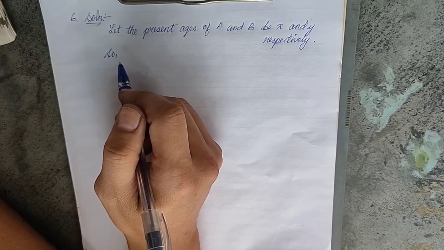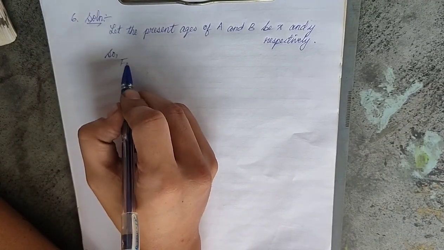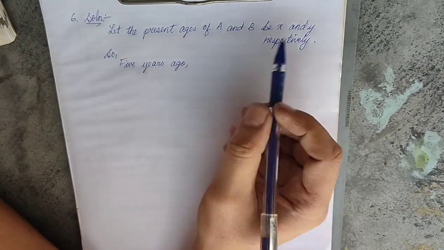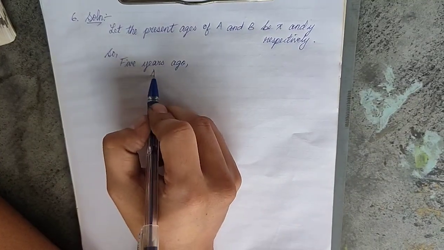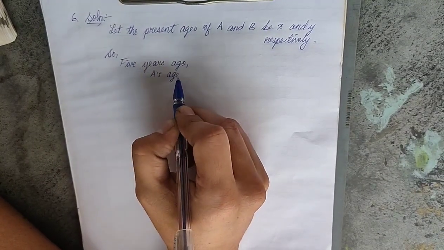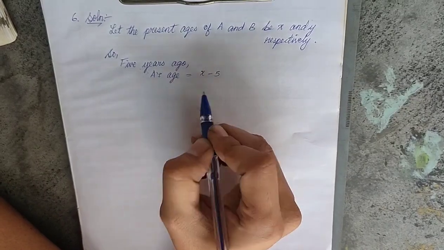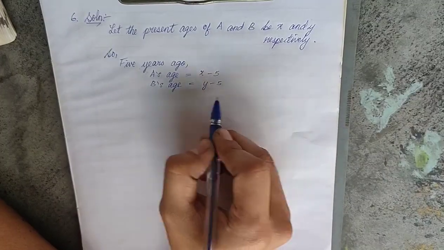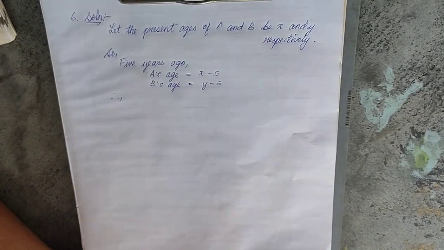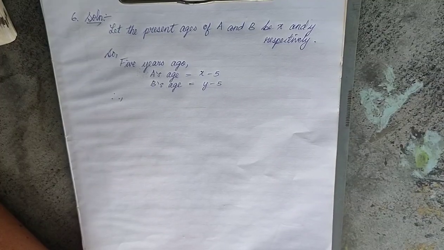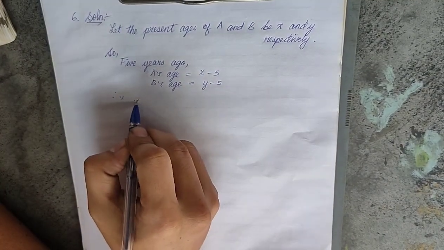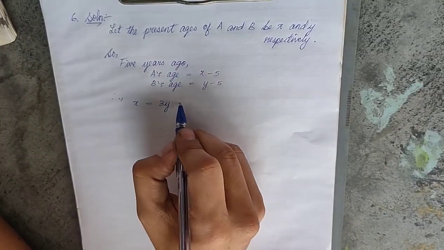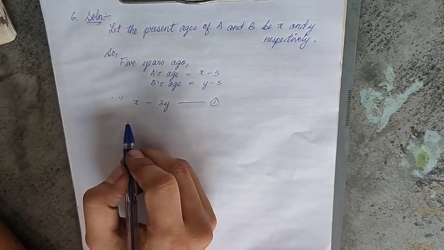For the first condition, 5 years ago: A's age was x minus 5 and B's age was y minus 5. Therefore, 5 years ago A was twice as old as B.